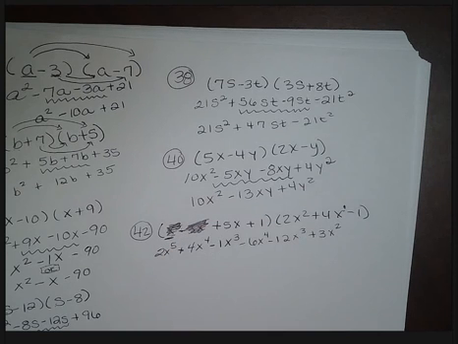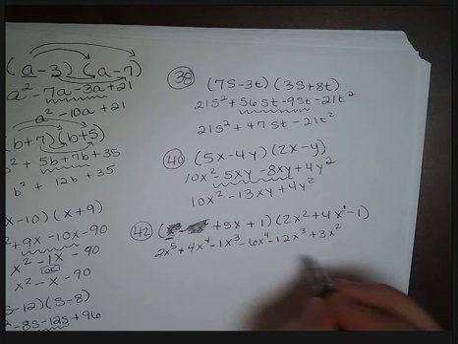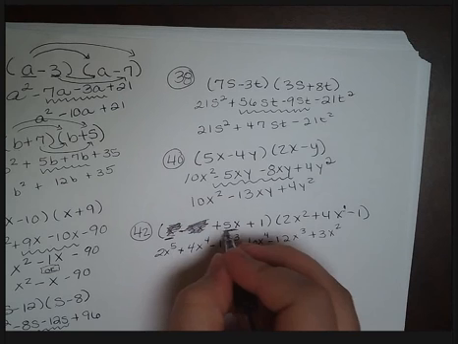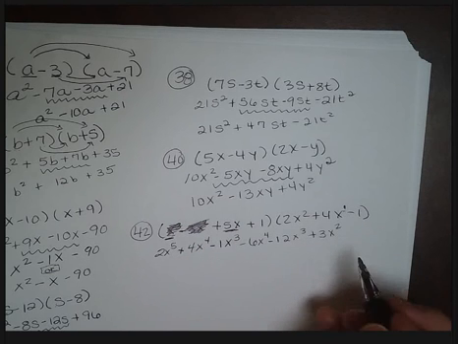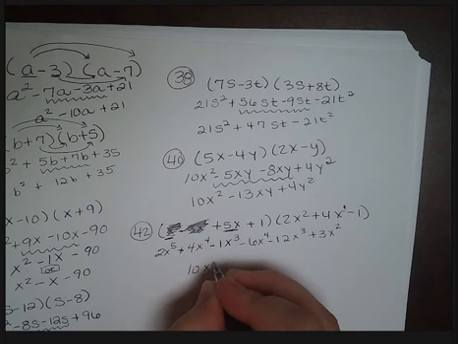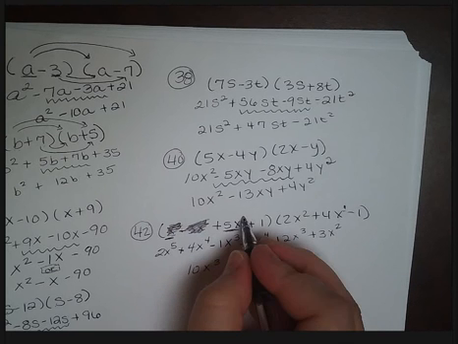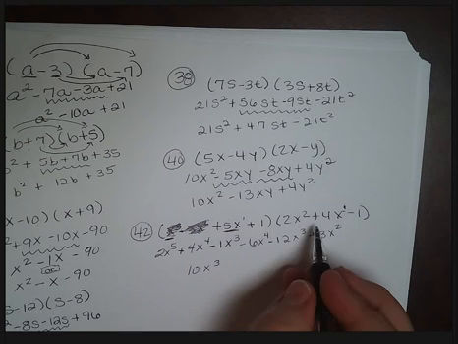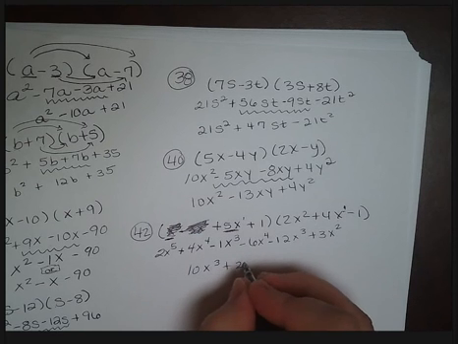Okay, now we are going to run out of a little bit of room, so I'm going to start writing down here. So now we have 5x, and we're multiplying it by every term here. 5x times 2x squared is 10x to the third, because this is an x to the 1. 1 plus 2 is 3. 5x times 4x is 20x squared.